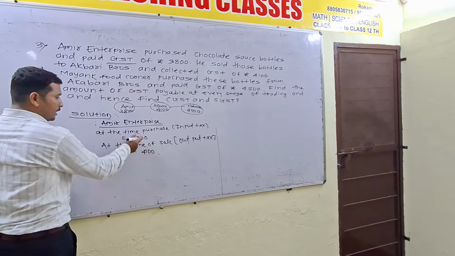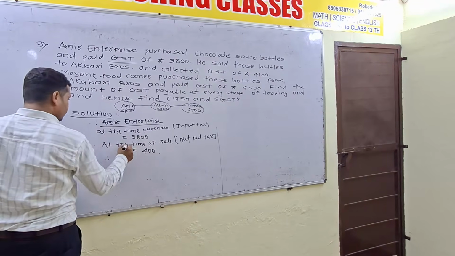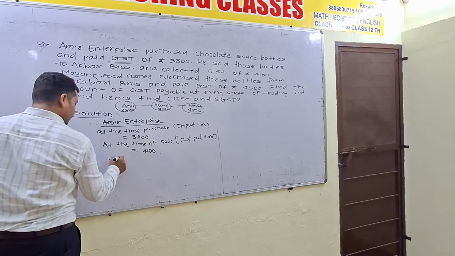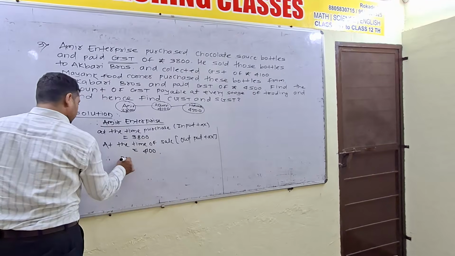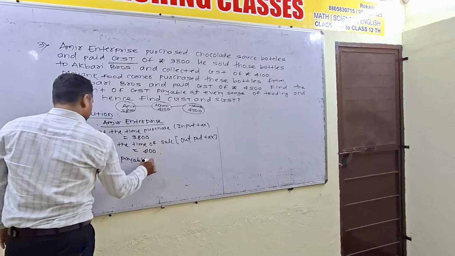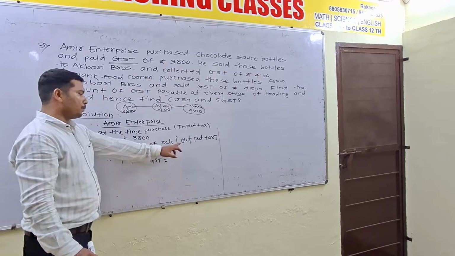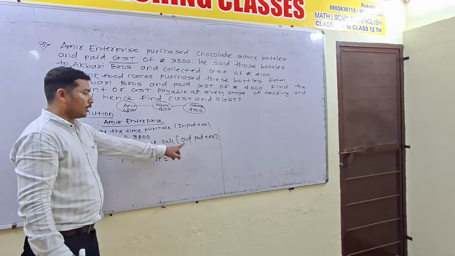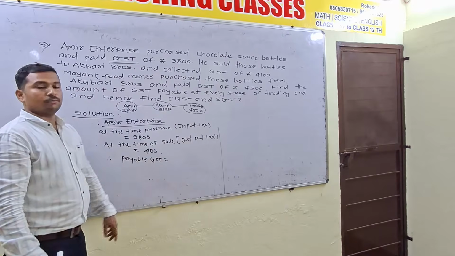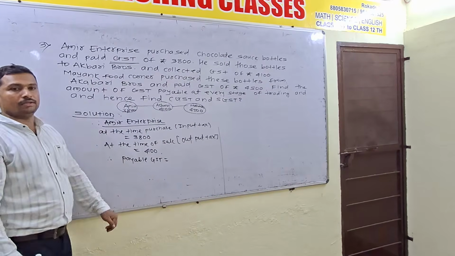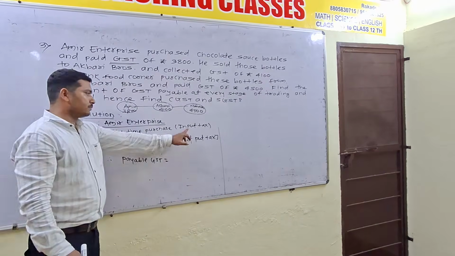Okay, so we find the payable GST. Write down here payable GST. Payable GST means output tax minus input tax. Output tax minus input tax.